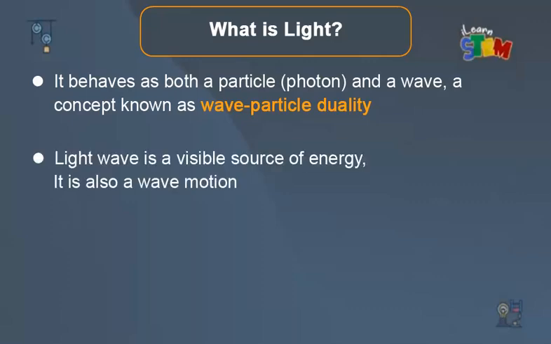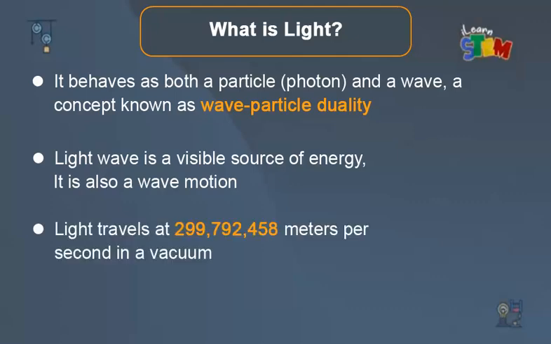Light wave is a visible source of energy. It is also a wave motion. It travels at 299,792,458 meters per second in a vacuum.